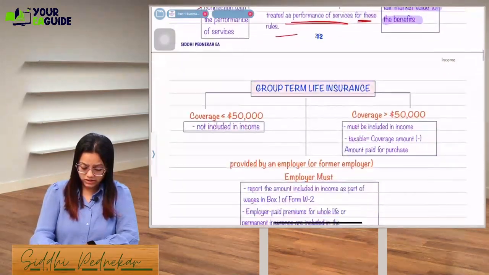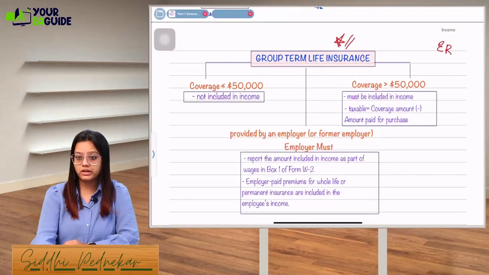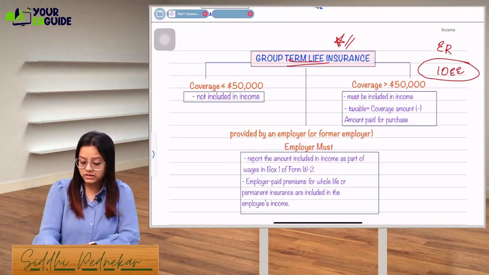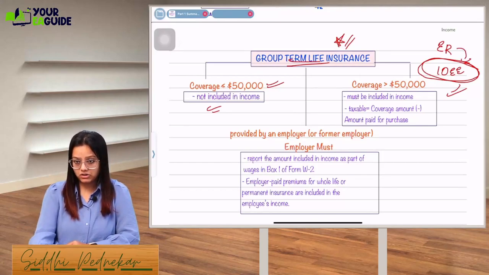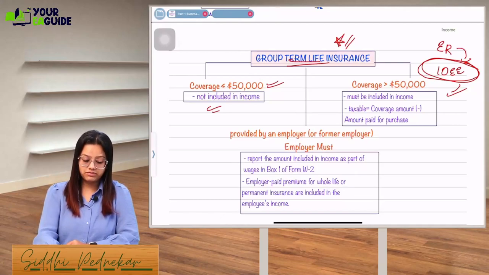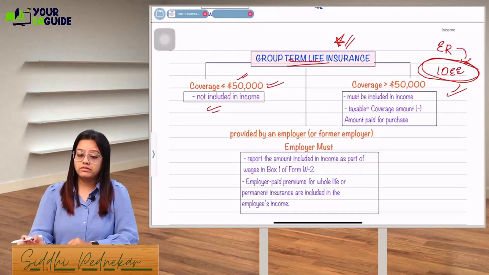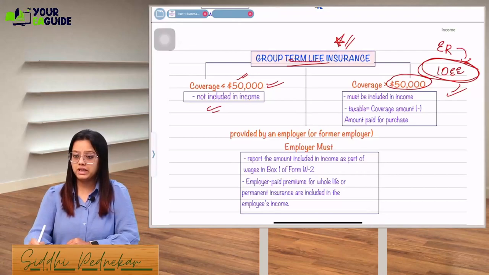The next one is group term life insurance policy. This is important. Whenever insurance is taken by the employer for all the employees, let's say a group of 10 employees, and the employer has taken a term life insurance policy for, let's say, 5 or 6 years. Term life means for a certain number of years, right? And if the coverage is within 50,000, then it will not be included in the employee's income as a benefit. Any benefit given by the employer to the employee will be included in the income, but because it's a term life insurance and it is within 50,000, it is not going to be included. But if it is more than 50,000, meaning the cost incurred by the employer is more than 50,000, then it will be included in the income.